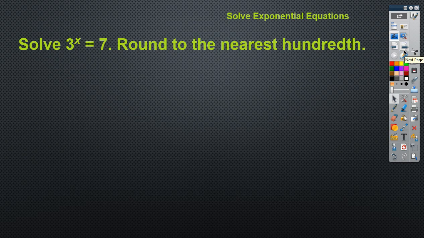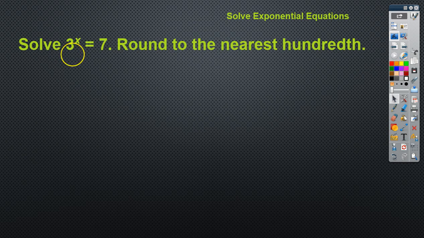So solve 3^x = 7, round to the nearest hundredth. It's like, oh, good golly. Well, what do I do? Remember, I don't have a common base now. So we go back to what we talked about. How can I get the x brought down? What did I do to both sides to bring the x down? Oh, log of my base.